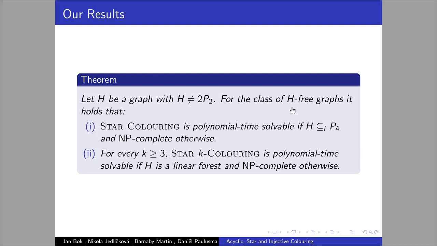And similarly for star colouring, so we fully classify every case except H is 2P2. So again, we have this complete classification when K is fixed, and when K is part of the input, it's polynomial time solvable if H is an induced subgraph of P4, and NP complete otherwise when H isn't 2P2.